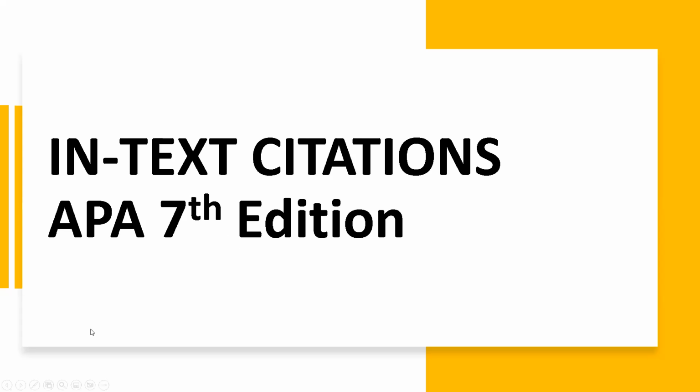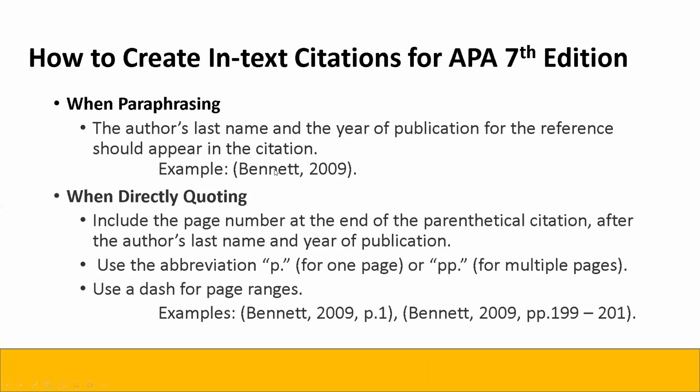So for in-text citation, there's a few ways for you to create them for the 7th APA edition. So when paraphrasing, you will create an in-text citation that includes the author's last name and the year of publication for the reference. This should be included in your citation. So you'll see below Bennett, 2009. So when we're taking information from an author and we're writing it in our own words, that's paraphrasing. So that type of citation, the example under when paraphrasing, needs to be used.